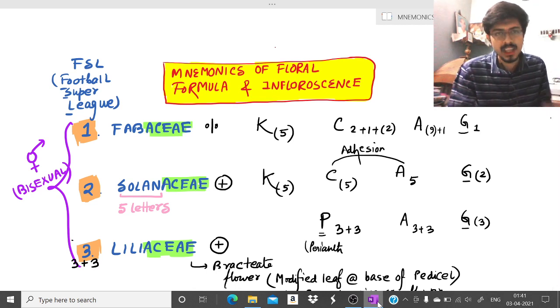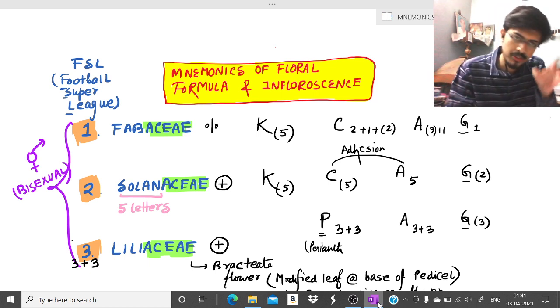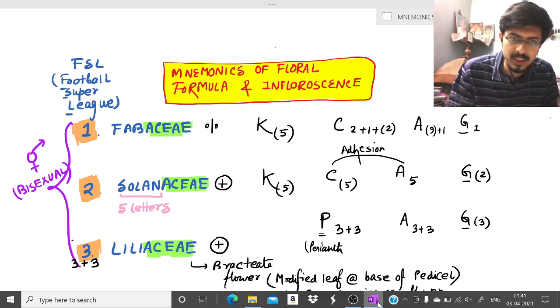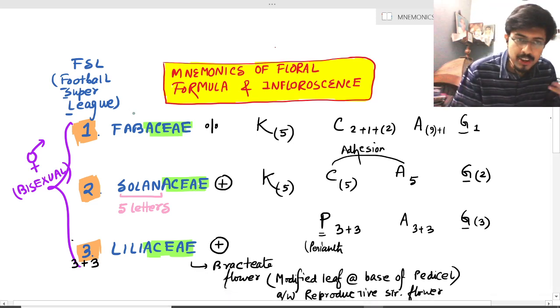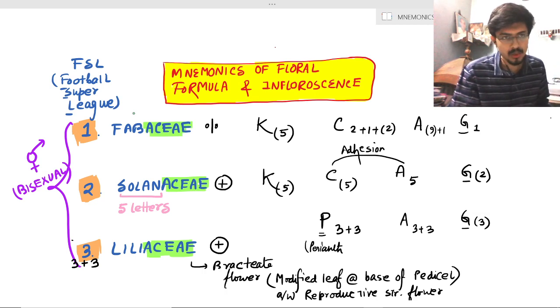Today we will be starting on the mnemonics of the floral formula and inferences. Mainly we will discuss the floral formula. I have seen that many students are confused and cannot remember it in the exam. So I will try to simplify it with mnemonics so that you can better understand and retain it for the exam.